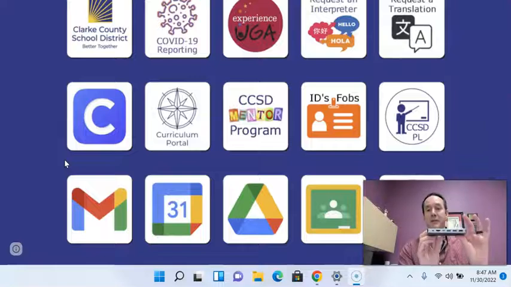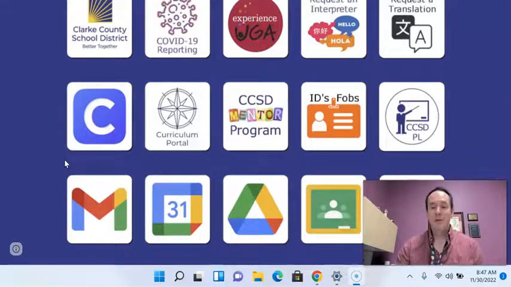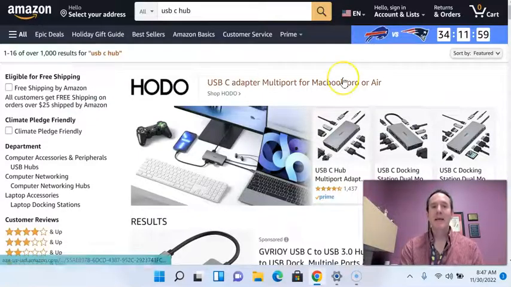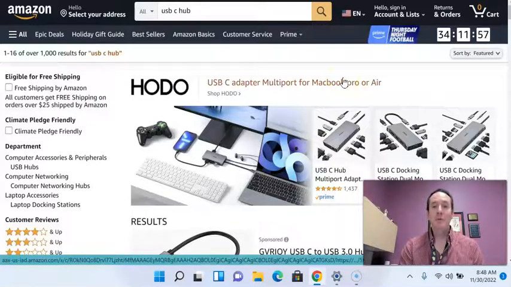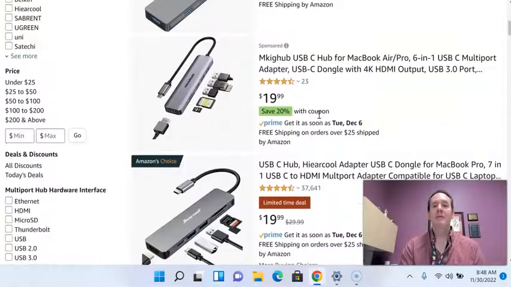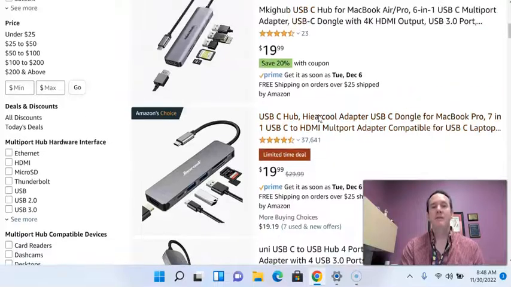So if you're a person who needs to plug several things into your computer at one time, I recommend you looking for a USB-C hub. You can look for them in lots of different places, but of course, if you go to Amazon and type in USB-C hub and then scroll through, you'll see lots of different examples at lots of different prices.